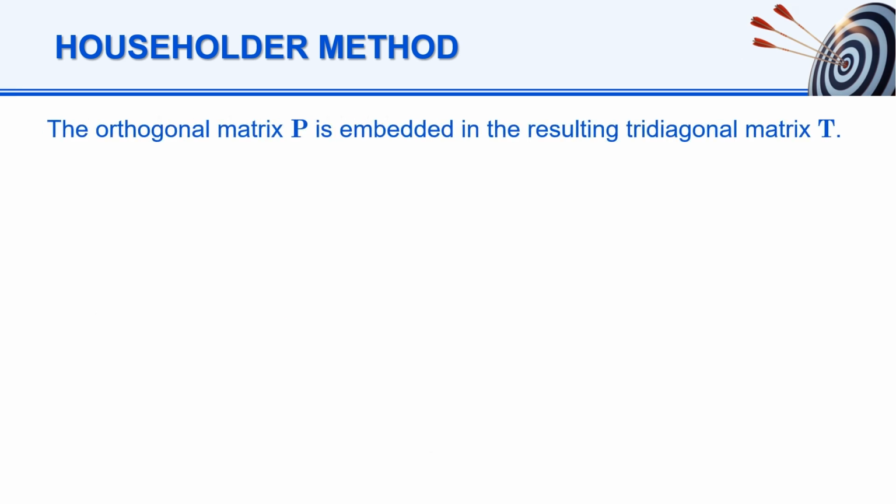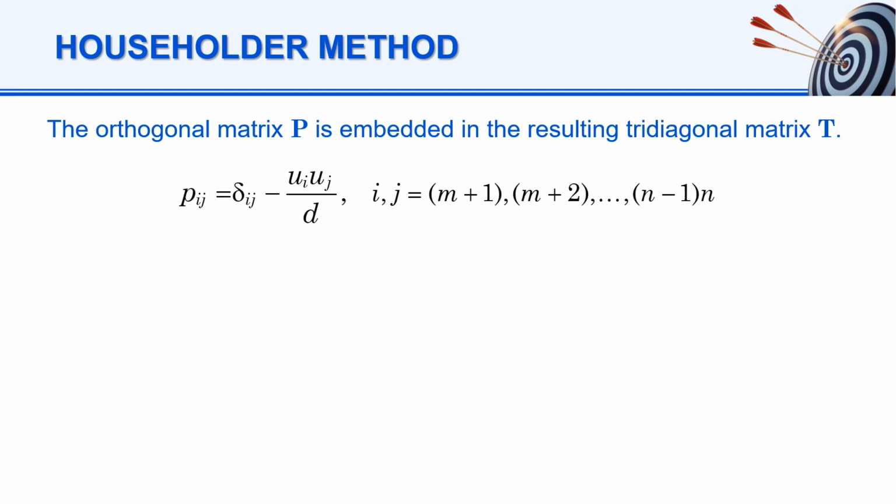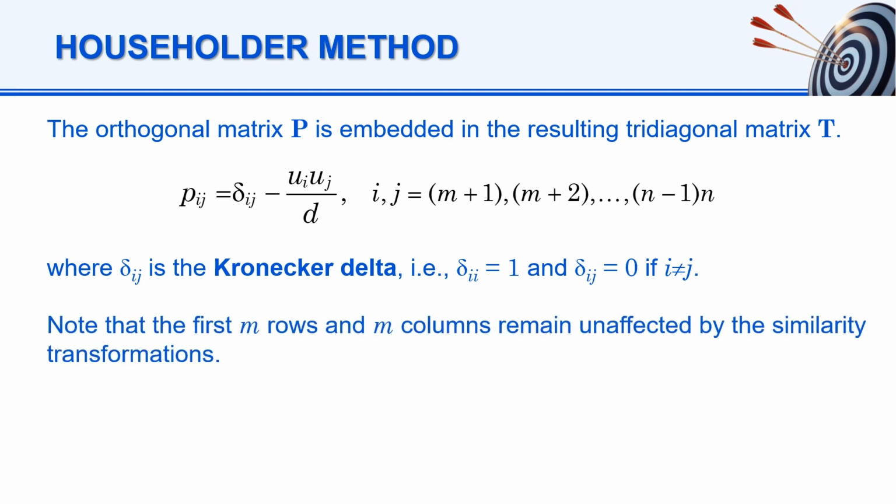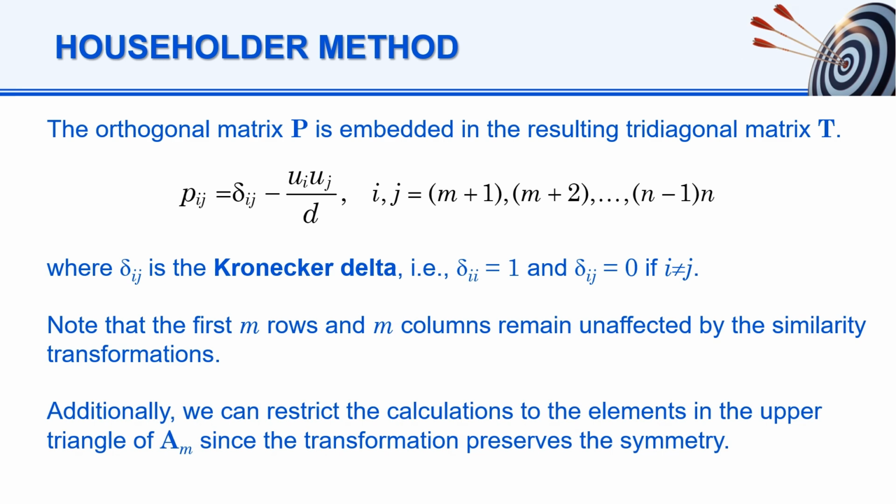The orthogonal matrix P is embedded in the resulting tridiagonal matrix T, where delta ij is the Kronecker delta, i.e., delta ii equals 1 and delta ij equals 0 if i is not equal to j. Note that the first m rows and m columns remain unaffected by the similarity transformations. Additionally, we can restrict the calculations to the elements in the upper triangle of the matrix A sub m since the transformation preserves the symmetry.